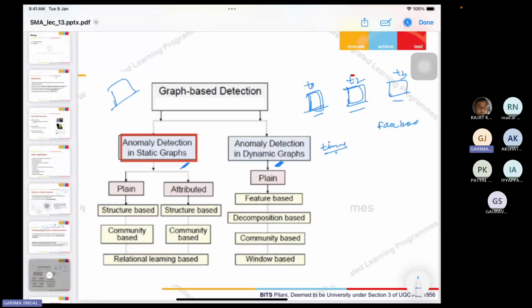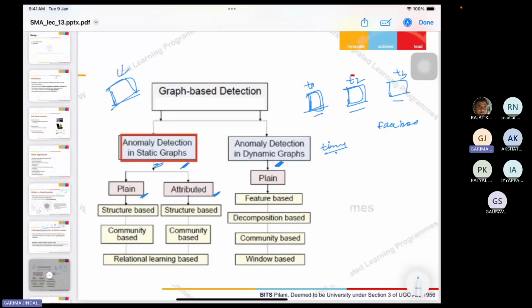On the other hand, when we are just considering one snapshot and trying to analyze that snapshot, that is called a static graph. Okay, so now after identifying that these are the two types of graph we have, next we need to see how we can detect the anomaly. For that, you also need to consider another factor: that your graphs can be plain or they can be attributed. Now, what do I mean by this?